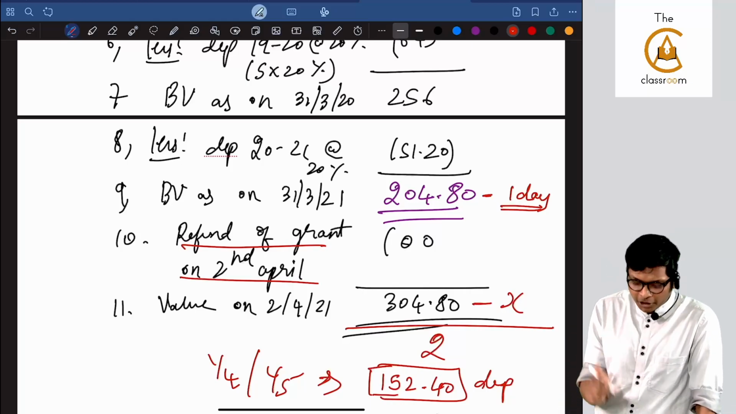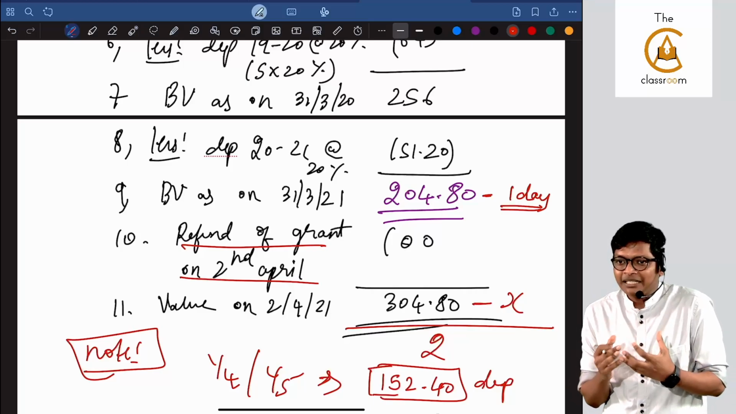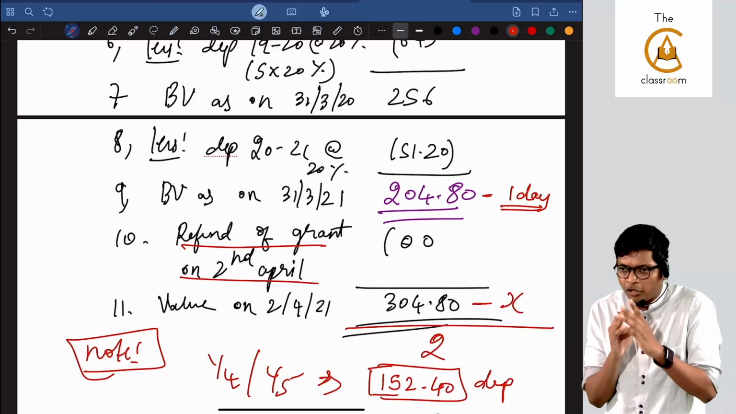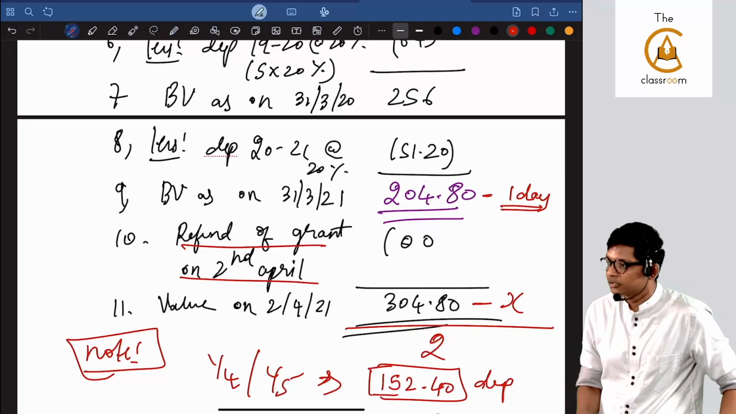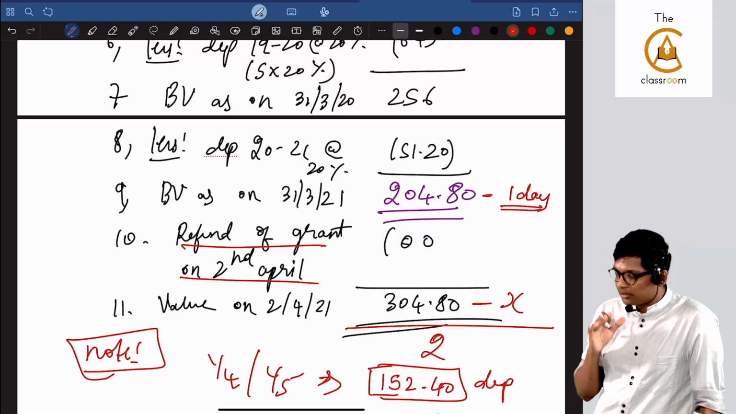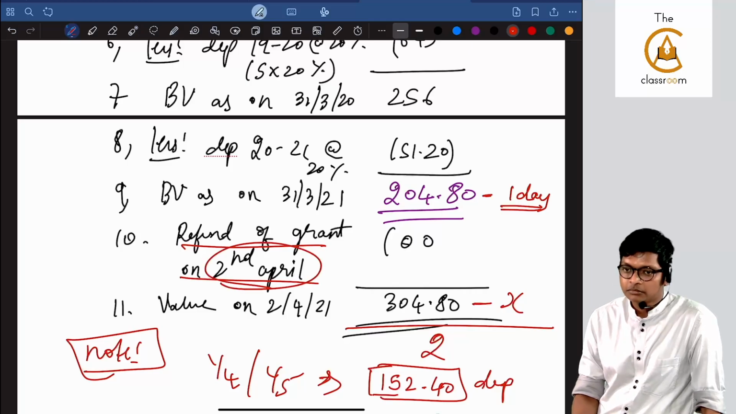For that you have to give a note. You can give a note by saying what? It is assumed that depreciation is not charged on 1st April for computational purpose. We are computing only depreciation for 3 years. Are you following, guys? That assumption you can make if it is coming on 2nd April.